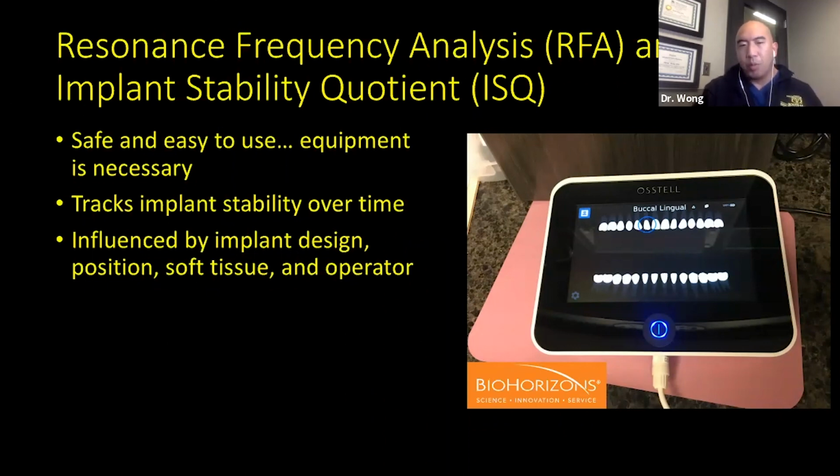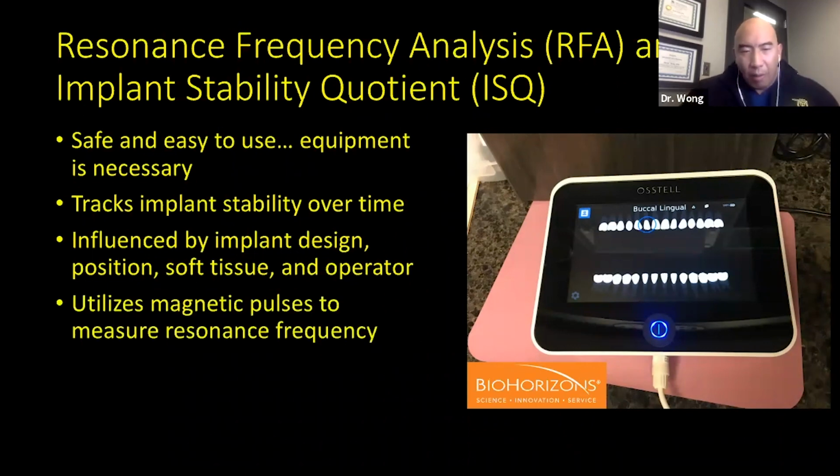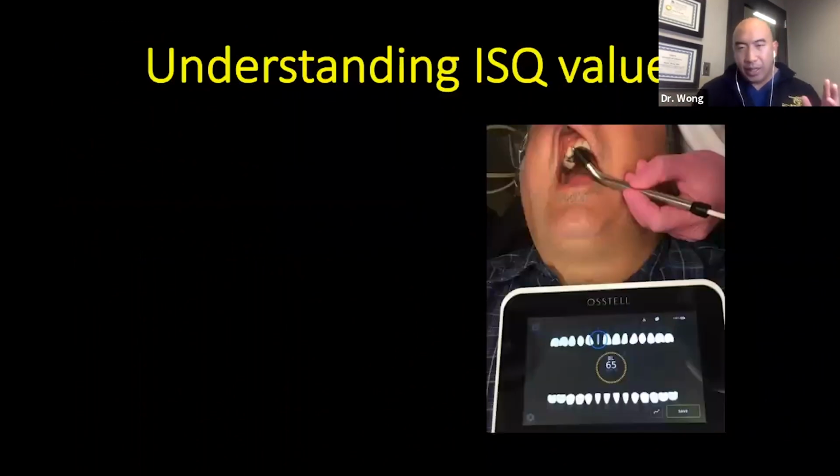So how it works is it utilizes magnetic pulses upon a rod or a peg that's inserted into the implant to measure the resonance frequency. The higher the number, the more stable it is. The ISQ scale is on a scale of 1 to 100. So as an example, this gentleman right here that you're looking at, you can see that I've got the probe or the wand in my hand, and his implant is tooth number 7.